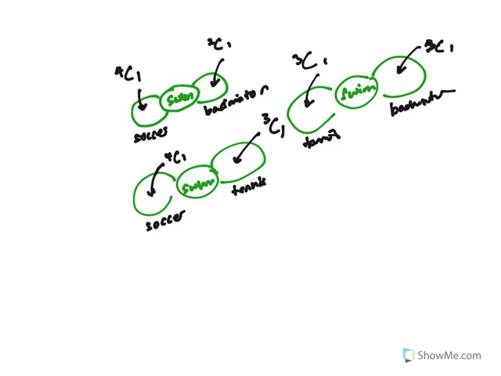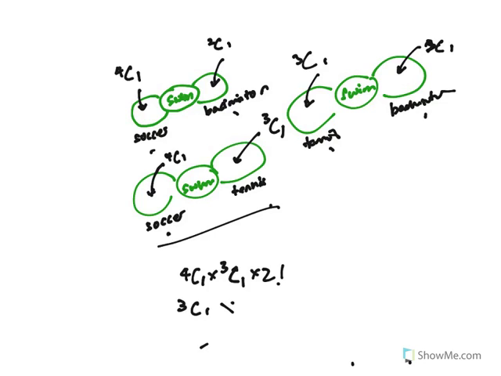Alright, so after you've chosen them, you take note that the soccer and badminton, for example, can swap. These two also can swap, these two also can swap. So taking into account 4 choose 1 times 3 choose 1, they can also swap among themselves. Taking into account 3 choose 1, all the different cases, times 2 choose 1, they can also swap among themselves. Taking into account 4 choose 1 times 3 choose 1 times 2 choose 1, they can also swap among themselves.